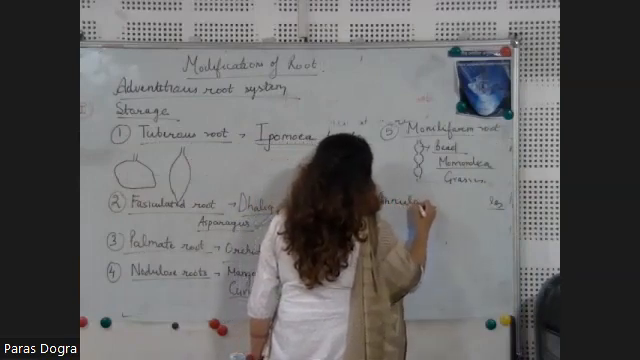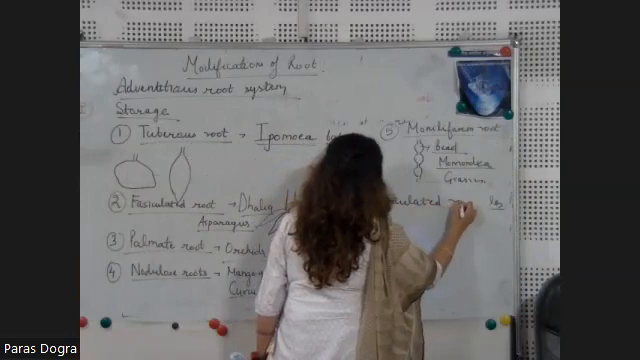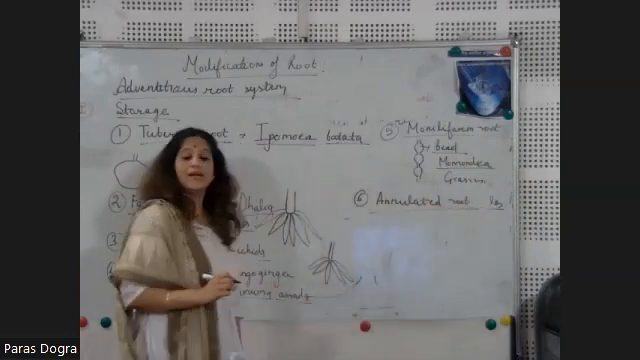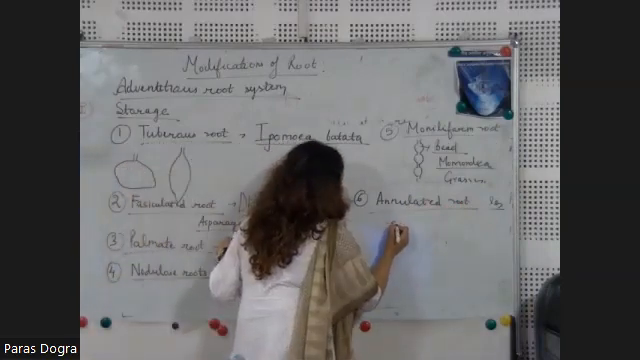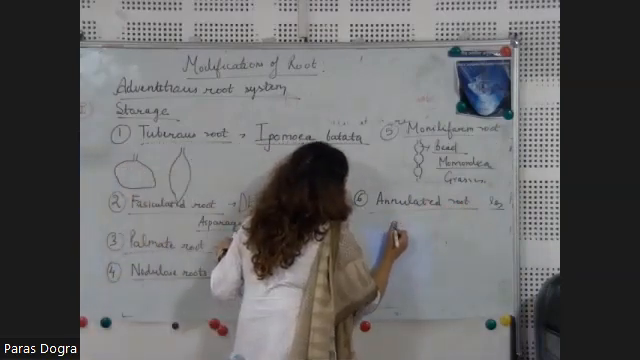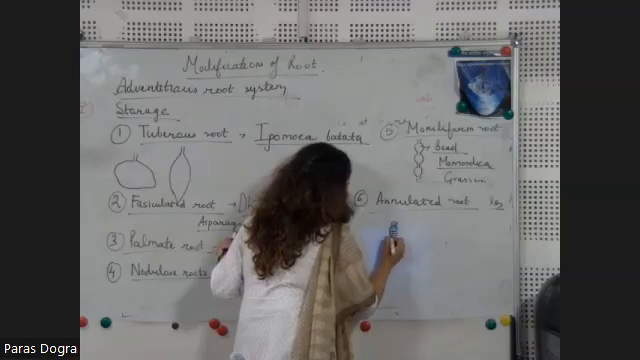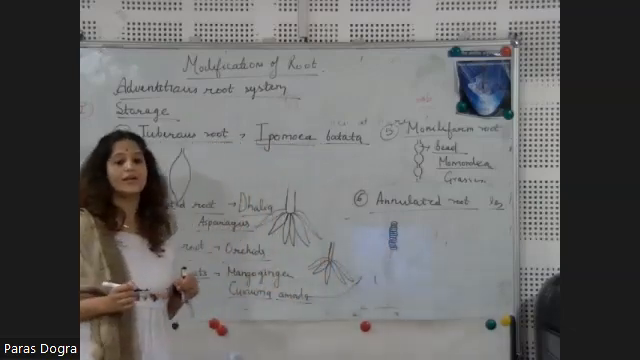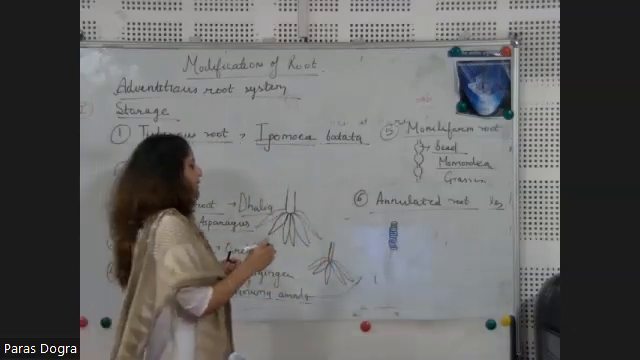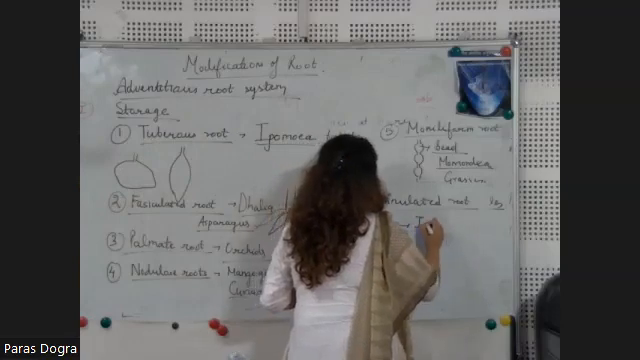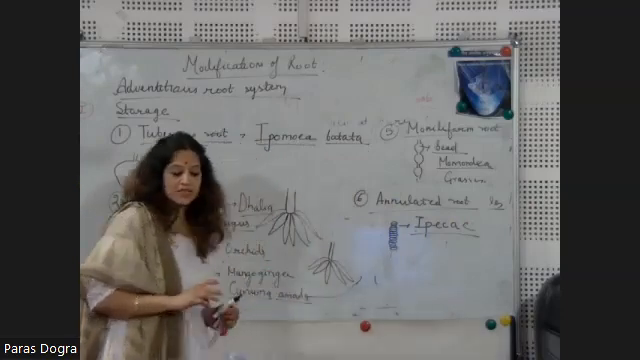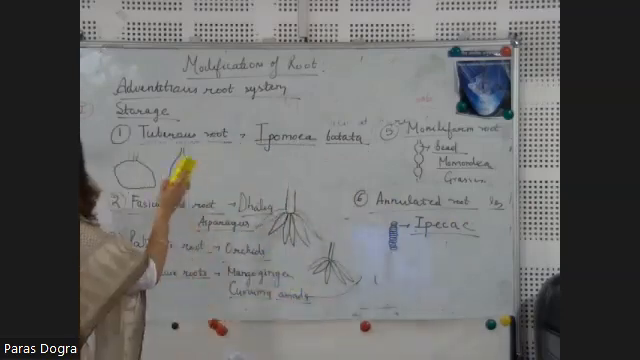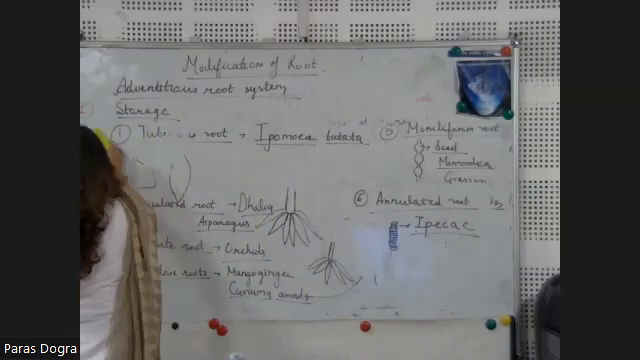Then we have the next category, called annulated root. This annulated root is a kind of root where the root assumes the shape of small discs, or you can see it as a pile of coins placed one over the other. So this is the appearance of an annulated root. An example is seen in the plant called Ipecac. So this is the modification of taproot for storage.